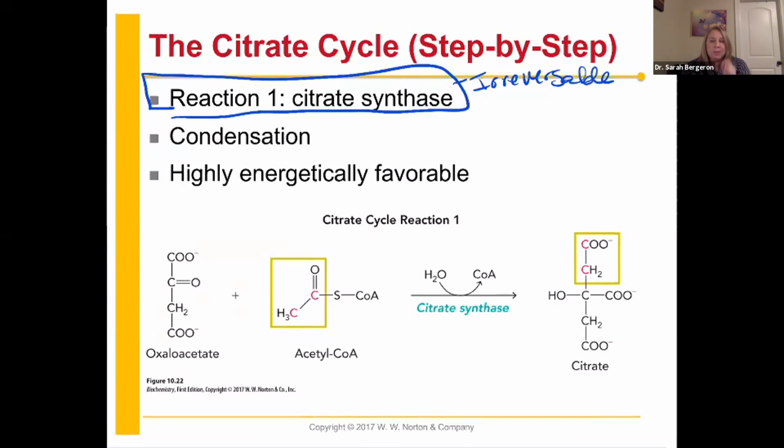And the point of it being irreversible is that we're really going to commit the acetate unit of acetyl-CoA. So this is the acetate unit of acetyl-CoA. We're going to commit this to oxidative decarboxylation. We're going to commit it to this cycle to make sure that we really go through the cycle. You want that first step to be irreversible so that we get the wheel rolling, basically. So it's irreversible because it's highly favorable.